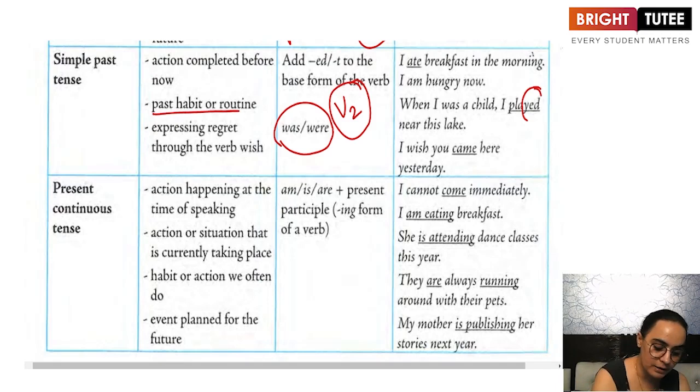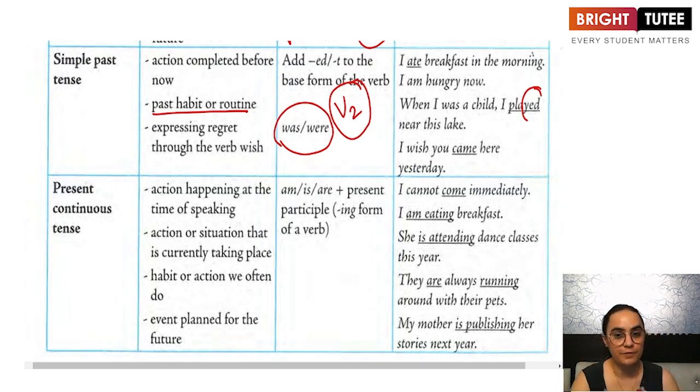To talk about a past habit or a routine. So a routine or a habit that you had earlier. I went to the temple every morning. I played football with my friends. I went for a morning walk every day. So those things that we did in the past.